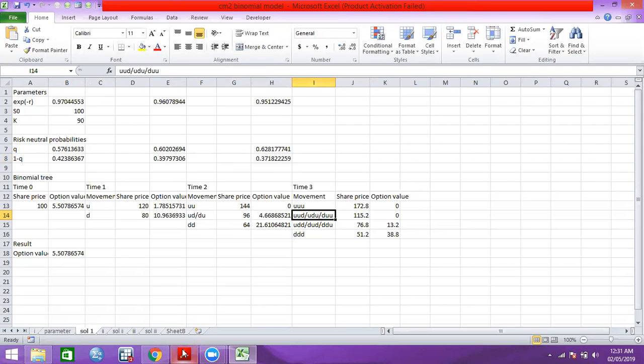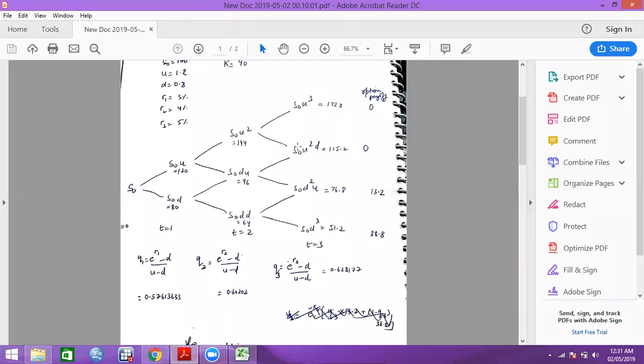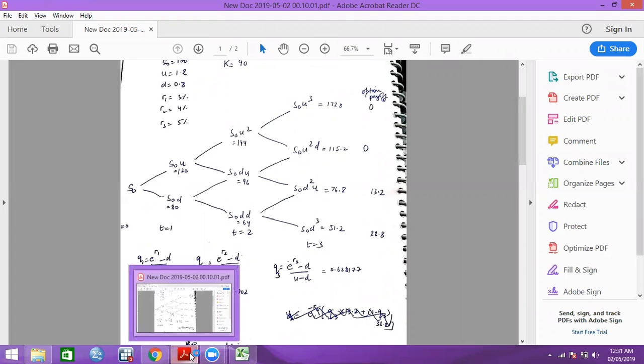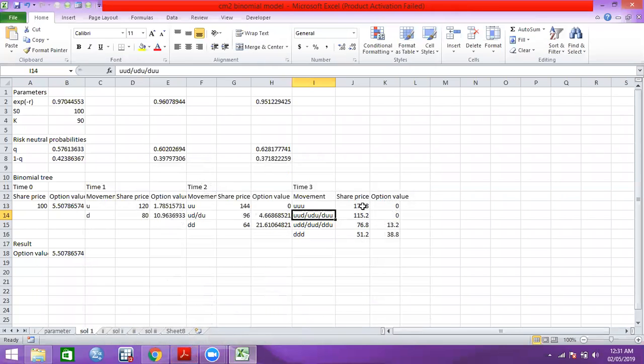So you can clearly see here, at time t is equal to 3, there are four possibilities in this contract. So we have to write down all those values. The moment UUU means all the values from time 1 till time 3, the value of the share price has gone up only. These are the next two possibilities, UUD or UDU, because there are many ways to have these kinds of situations. Again, the same goes for the third situation, and there is only one scenario in which you will have all the downward values.